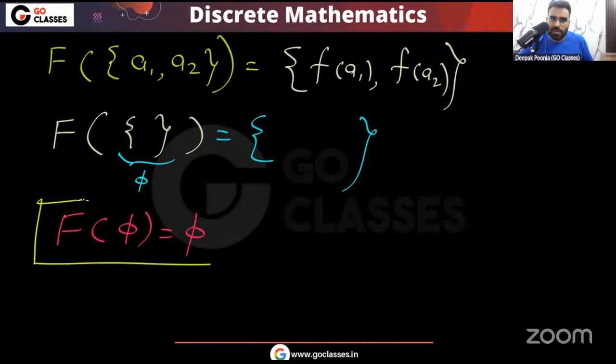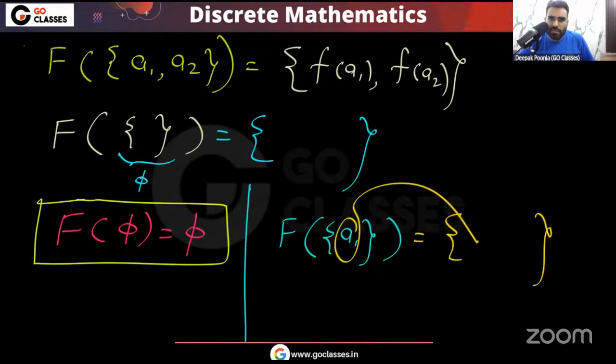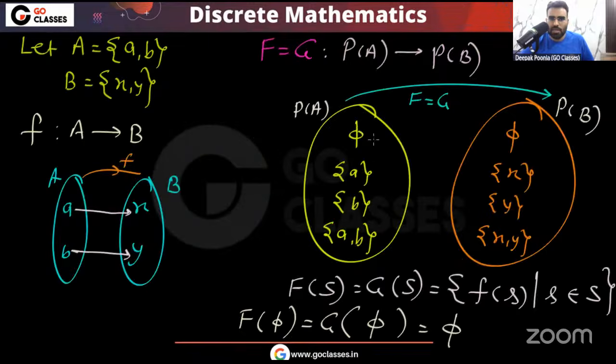Okay, simple. For all other sets, what will happen? Whatever other set you take, for example, if I ask you what is capital F of A1 only, meaning the set containing A1, what will be the image? So very simple. For this element you will find the small f image. Okay, so simple. I hope you understood this point. So I can say that for this phi, the mapping will be phi only. Okay, phi will map to phi. No one else will map to phi.